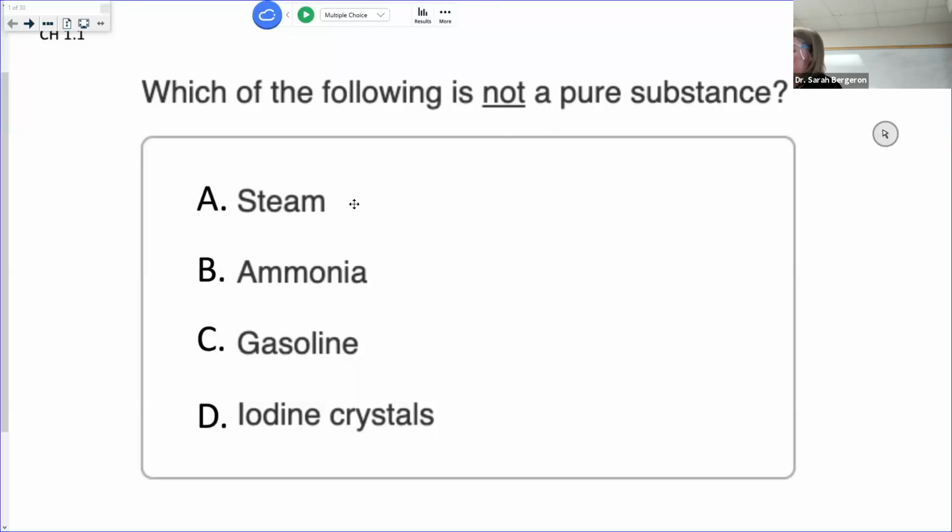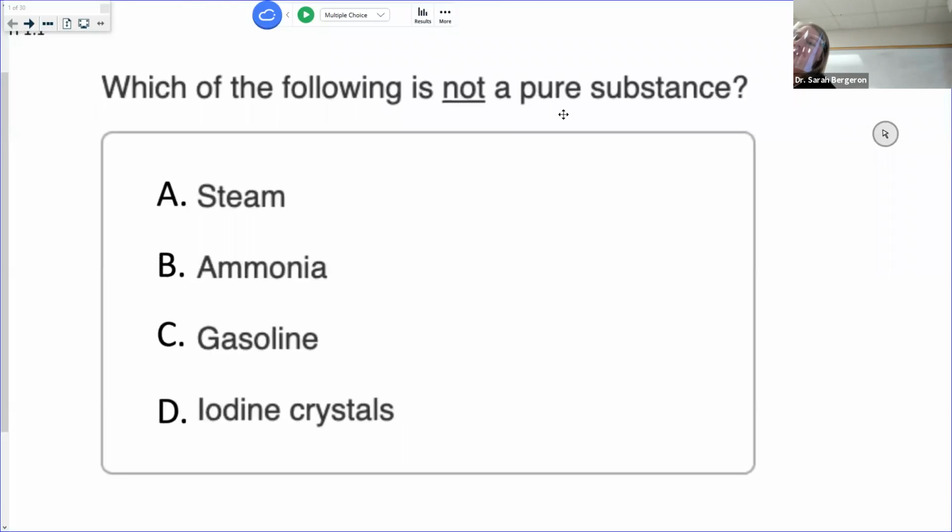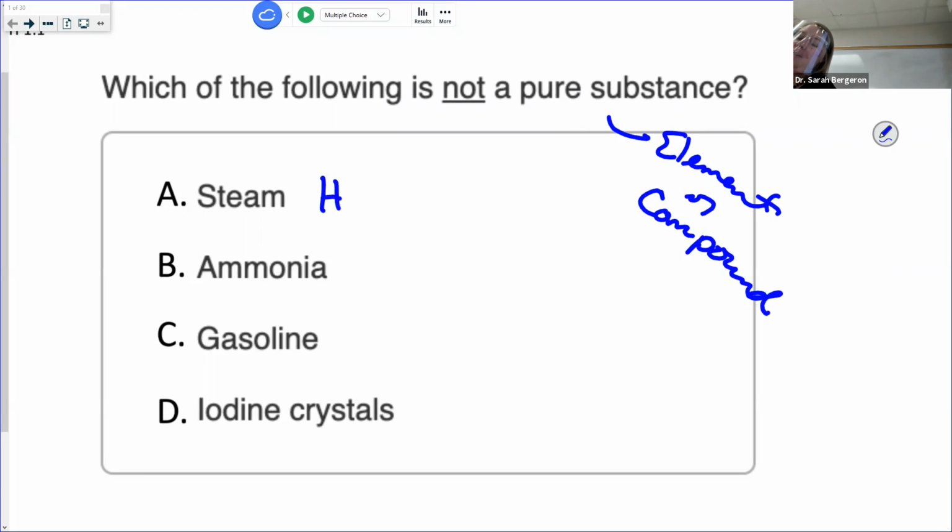What is steam? It's water. What's a pure substance? An element or compound. What's water? A compound. It's H2O. It's more than one square on the periodic table. So this is a pure substance. That's a check. Ammonia. It's not an element. It's a compound. It's NH3. So it must be a pure substance.